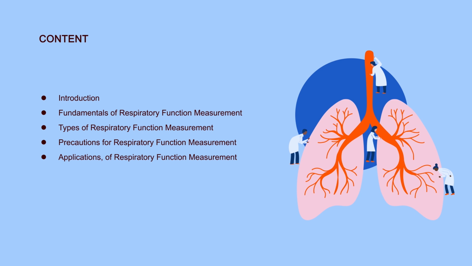Then together we will cover the precautions for respiratory function measurement. In this, we will discuss the importance of accurate measurement and the potential impacts of errors, highlighting the needs for proper patient preparation and cooperation during these measurements. We will talk about factors that could affect measurement such as equipment calibration and patient health conditions.